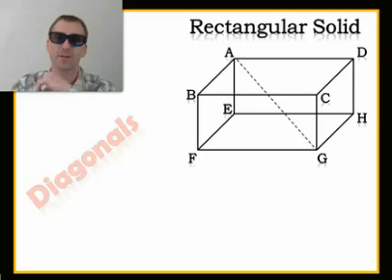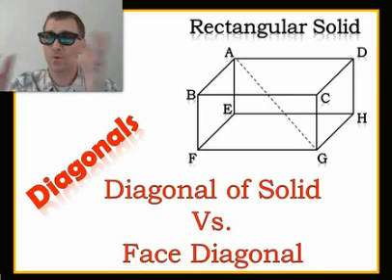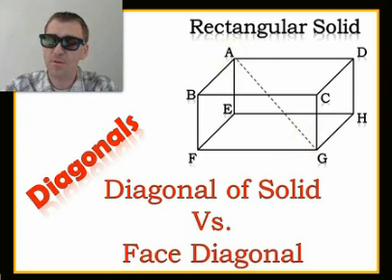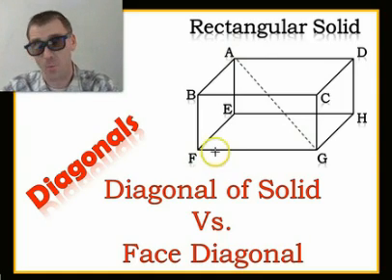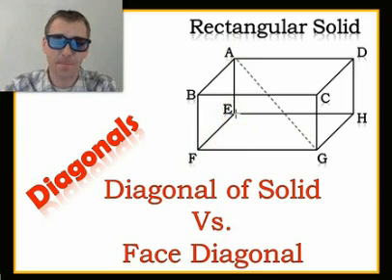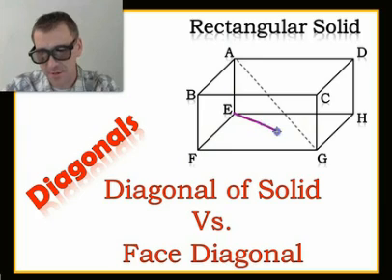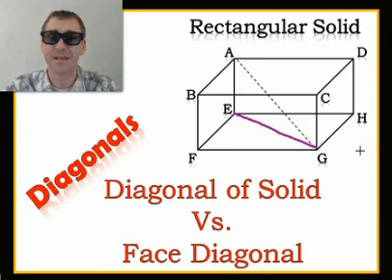Now, here's the thing I need to tell you about diagonals. In a solid, there's something called a diagonal of a solid, which I've already described to you. It's A to G. But there's also a thing called a face diagonal. A face diagonal is a diagonal of the rectangle that is one of the faces. So if I just take the bottom of this rectangular solid and draw a diagonal that goes across like that, that's not a diagonal of the solid, guys. That is a diagonal of the face. It's a face diagonal.